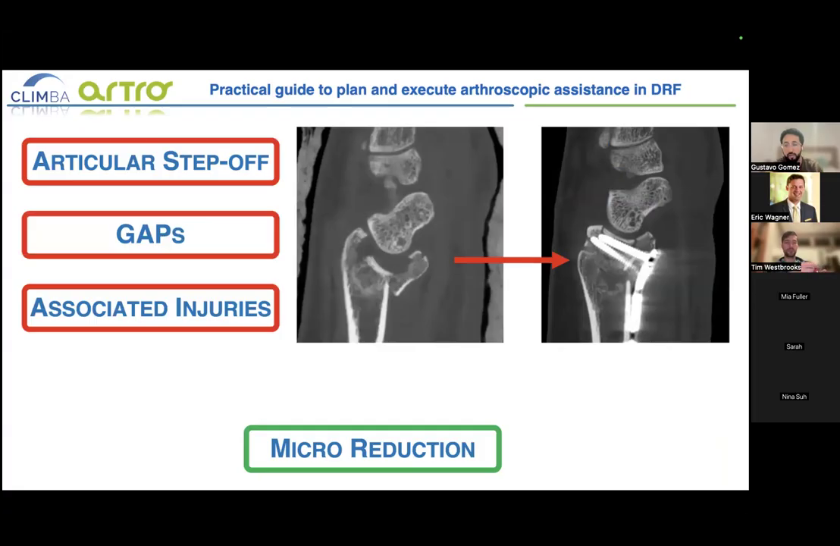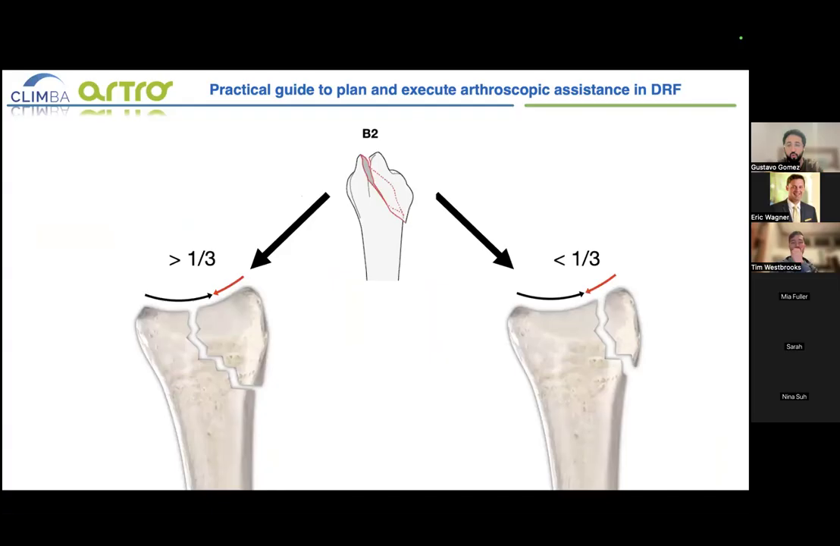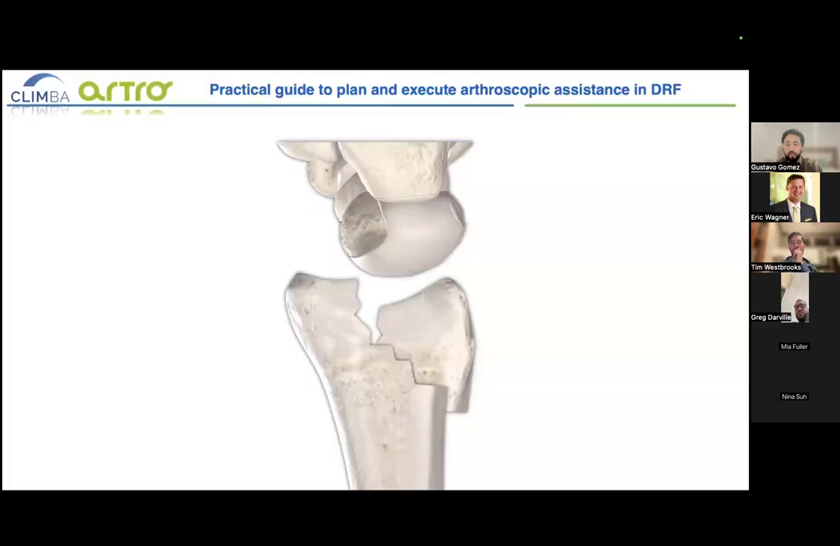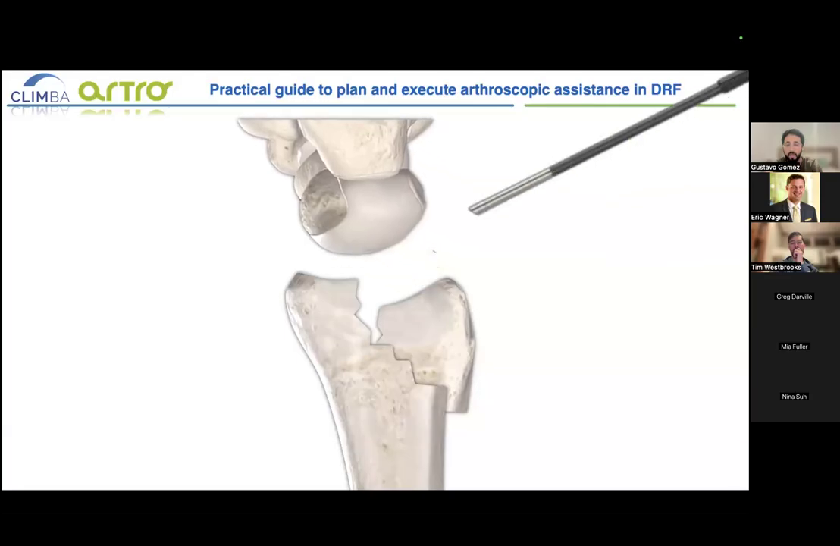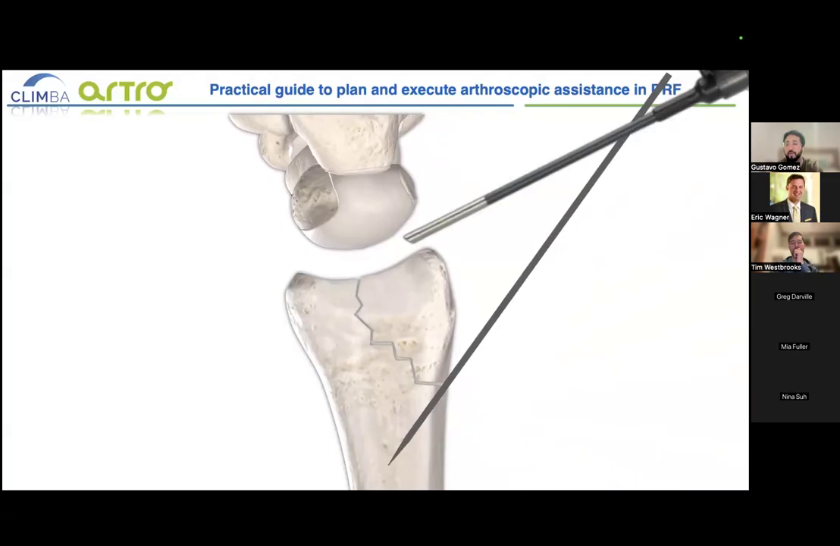Then arthroscopy is a very useful tool to reduce articular step-off, gaps, and to identify and treat associated injuries. And this is what I call a micro reduction. So when we talk about B2 fractures, it's important to see if the dorsal fragment is more or less than a third of the articular surface. When it's bigger, we can use a standard plate. We introduce the scope through the 6R portal and using Kapandji technique, for example, we reduce the fragment and then we direct the screw to the dorsal ulnar corner.